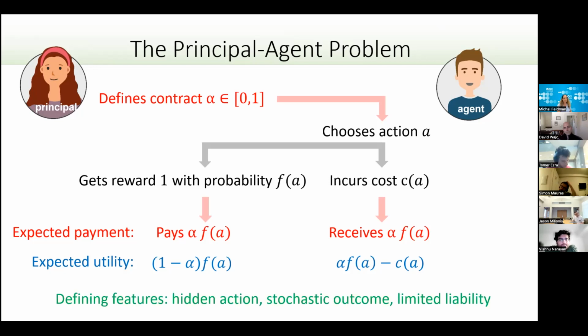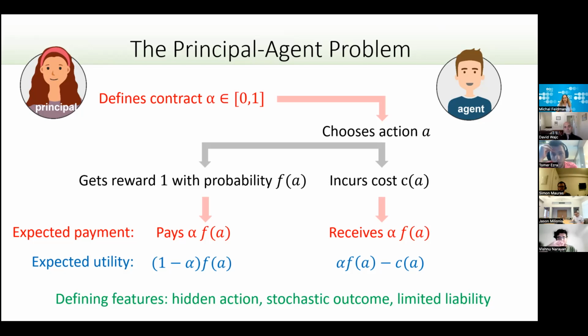The defining features of this model are, first of all, hidden action. And this is really important. This is sometimes called the principal agent problem, sometimes the hidden action model. The action of the agent is hidden from the principal, so the principal can only make the payment contingent on the outcome, which is stochastic. So in our case, the project succeeds with probability f of A.